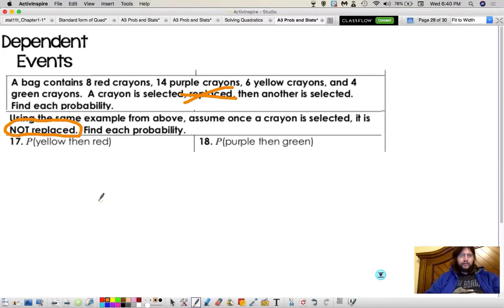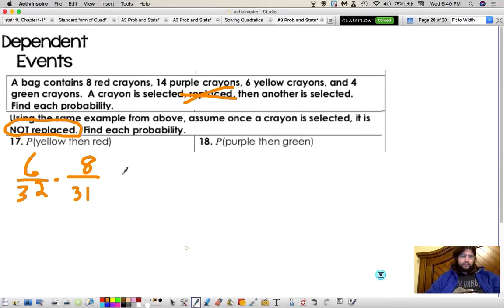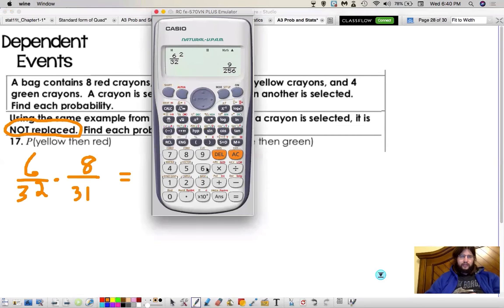Yellow and then red. So yellow, okay, that's just the probability of A, 6 out of 32, times red. What's the probability of red? There were 8 reds. But remember, we didn't put that yellow crayon back, right? So there are now 31 crayons in the box or bag. So if we take the calculator, we'll get 6 out of 32 times 8 out of 31. Wow, 3 out of 62.